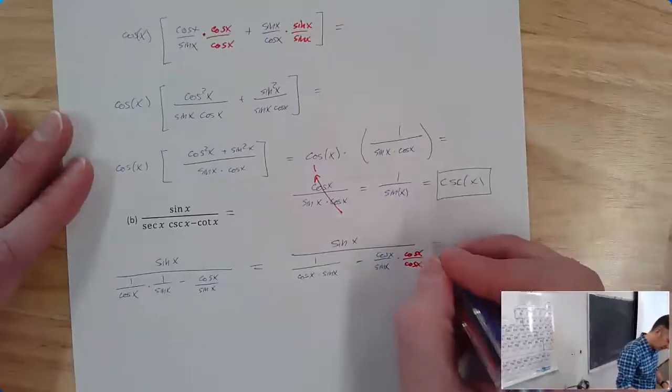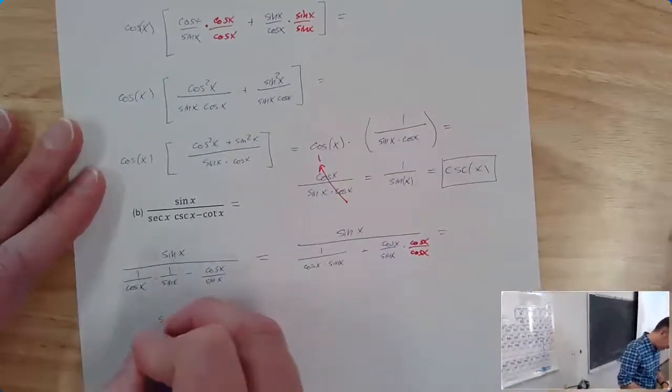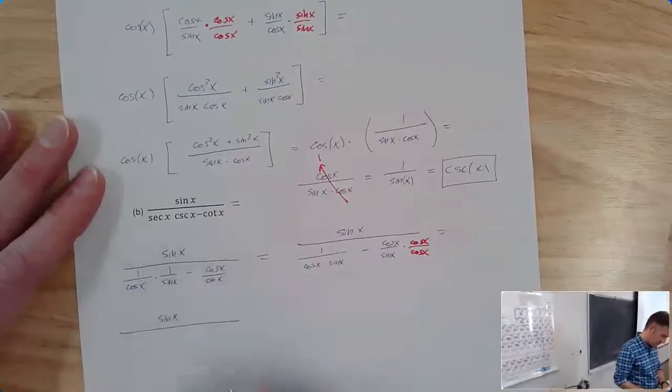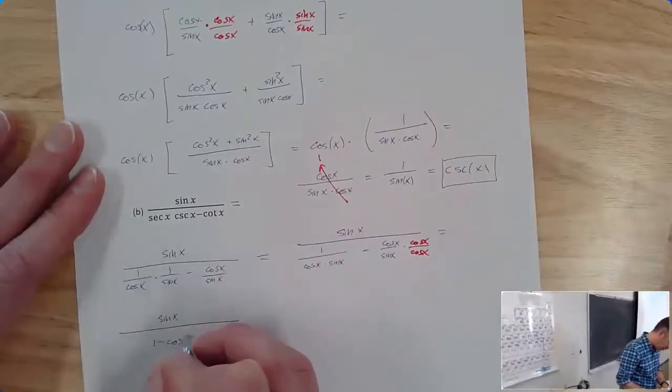So then I can put things together. So then I can rewrite this as sine of x over 1 minus cosine squared x, all over sine x times cosine x.